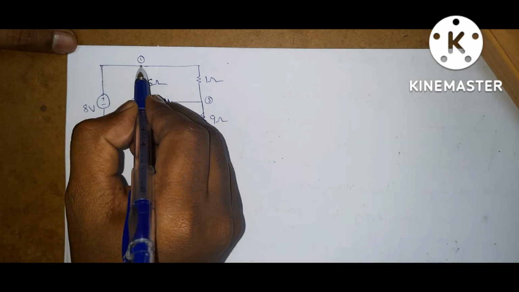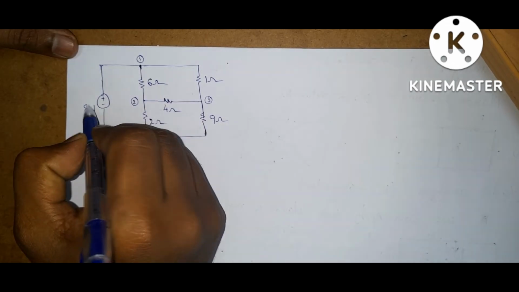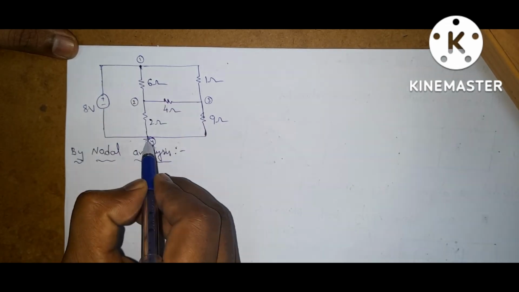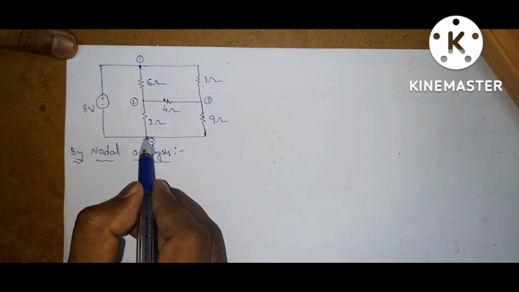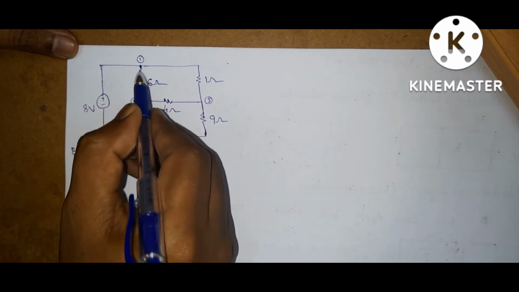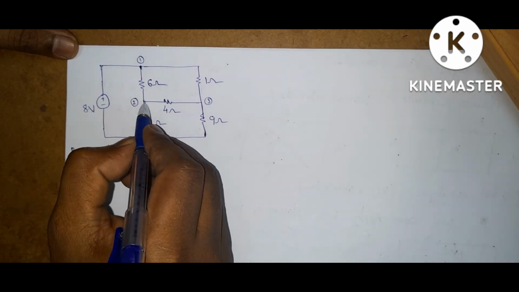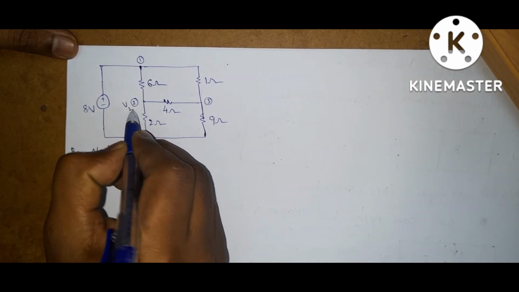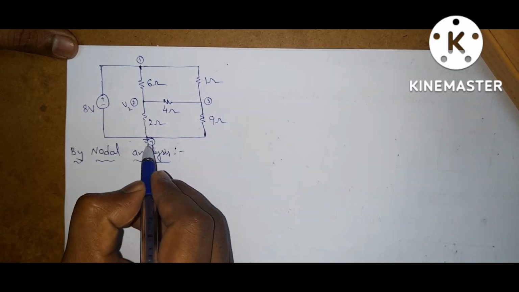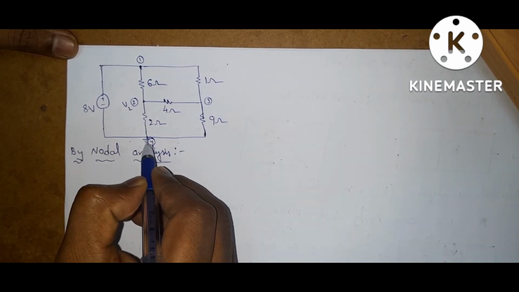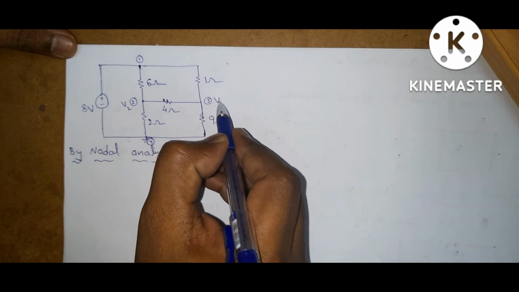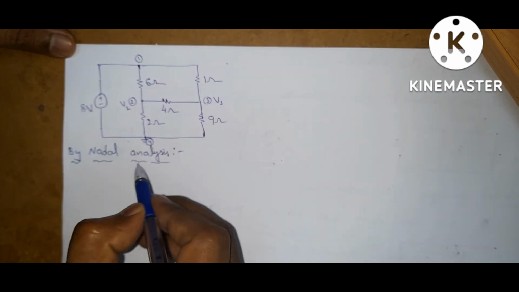Now at node 1, what is the voltage? 8 volts from this node to this node. Only an 8 volt source is connected, so this is 8 volts. At node 2, what is the voltage? Let it be V2. From here to node 4, that is node 2. Let it be node 3.